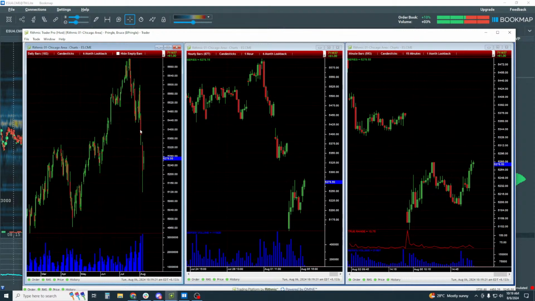Where did we go on the daily here? We came back down and likely, well, it's kind of hard to see. I don't know if this was a high volume node in here on a higher time frame, and it just tapped it, and then we found some buyers. Don't know, but now we're starting to see some buying coming in.